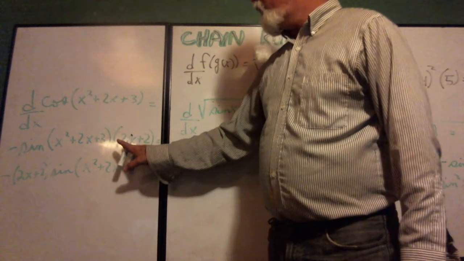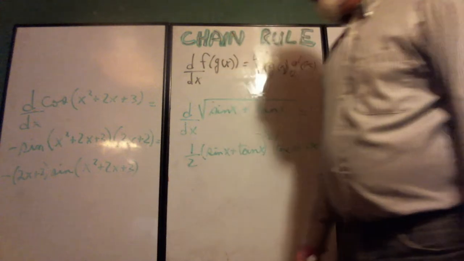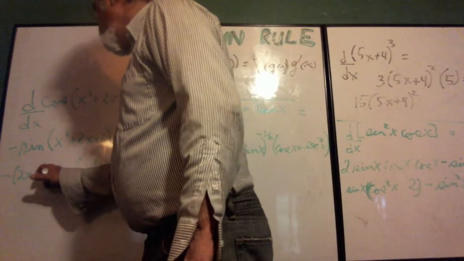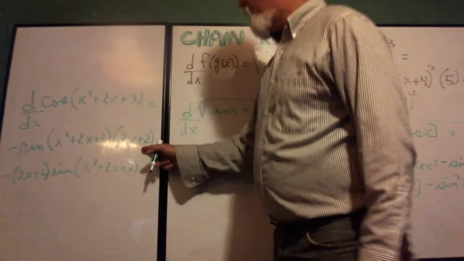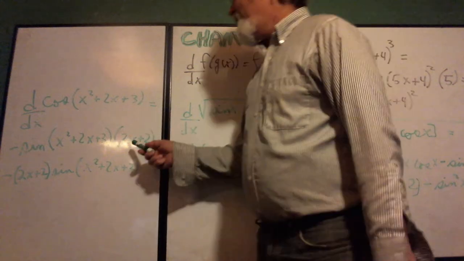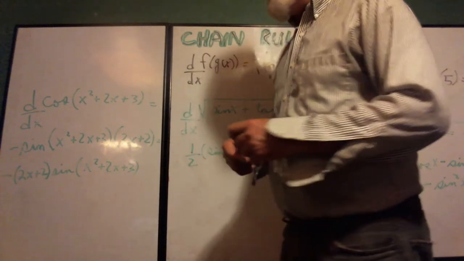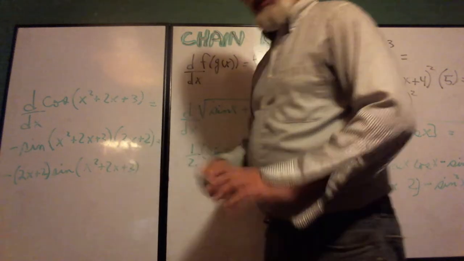Derivative of x squared is 2x. The derivative of 2x is 2. The derivative of 3 is 0. Now, the book and normal people will write the 2x plus 2 along with a minus sign out front because it keeps, let's say, the undereducated people from thinking they can multiply these two things.